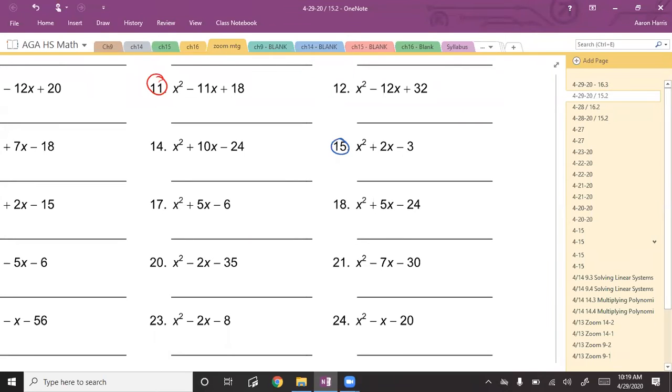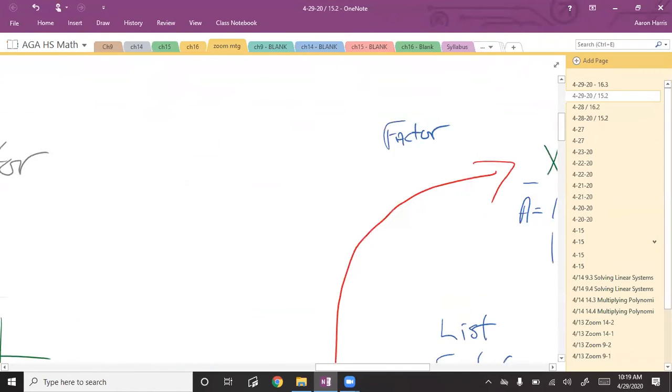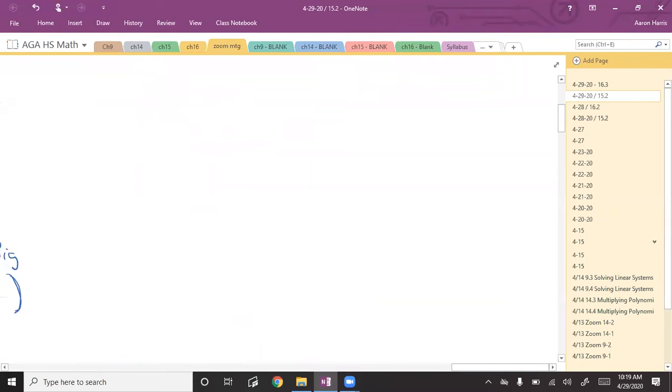Let's go with 20. There we go. So we got x squared, -2x, -35. How do I do it?